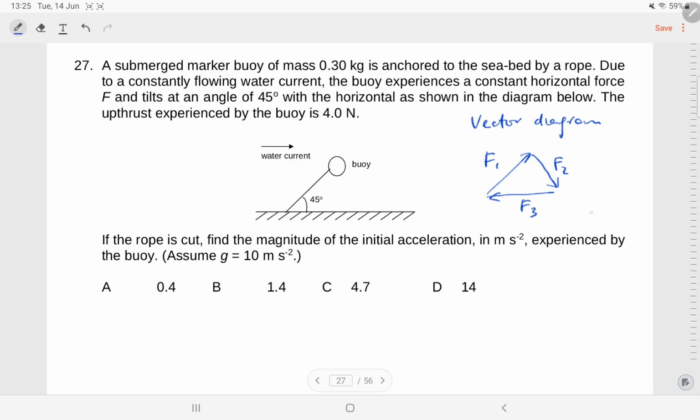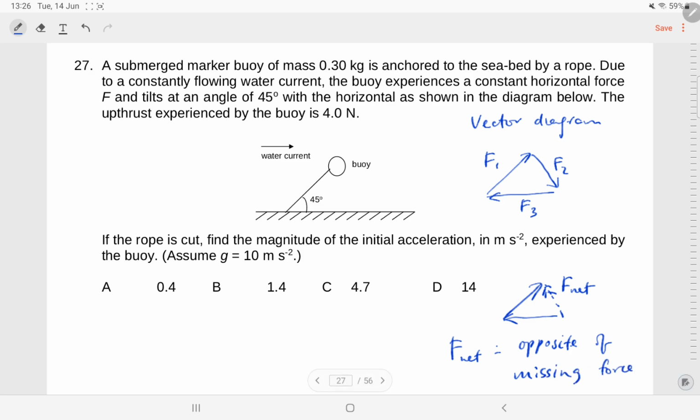Maybe we remove F2. So only F1 and F3 are left. The effect of only leaving F1 and F3 will be like this. So you have these two arrows. So what is the missing side? The missing side now becomes the net force. This becomes the F net. So with this simple example, we can see how F net is simply the opposite of the missing force.